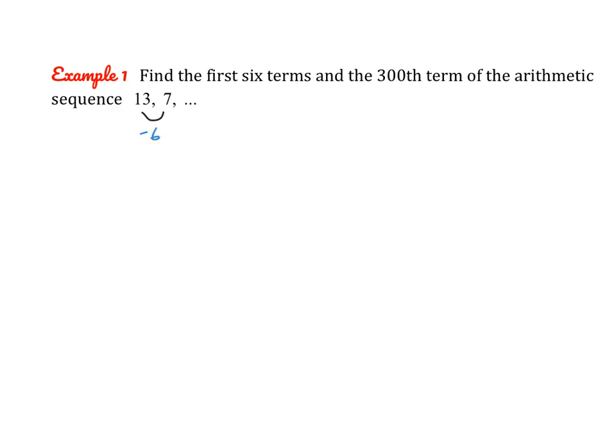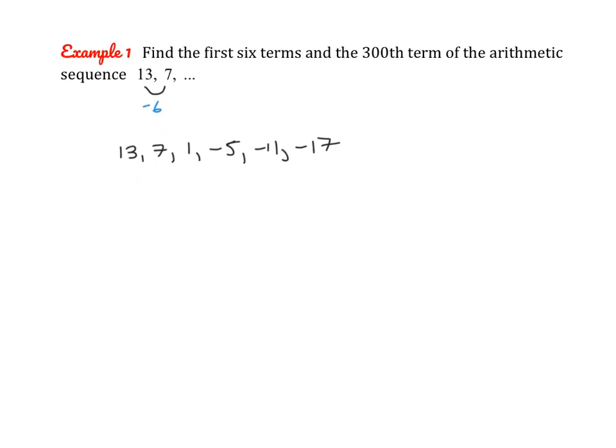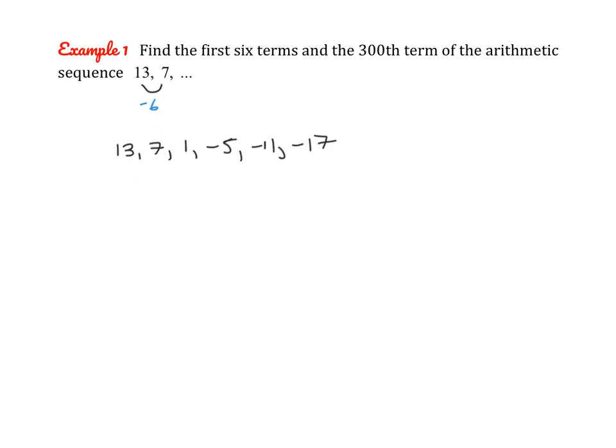So we could really easily just continue that pattern and list out the first 6 terms. We have 13, 7, 1, -5, -11, and -17. However, if we want to find the 300th term, it would take us a really, really long time to list it out to that point. So when we have something like this, we're going to want to make the formula for that sequence.